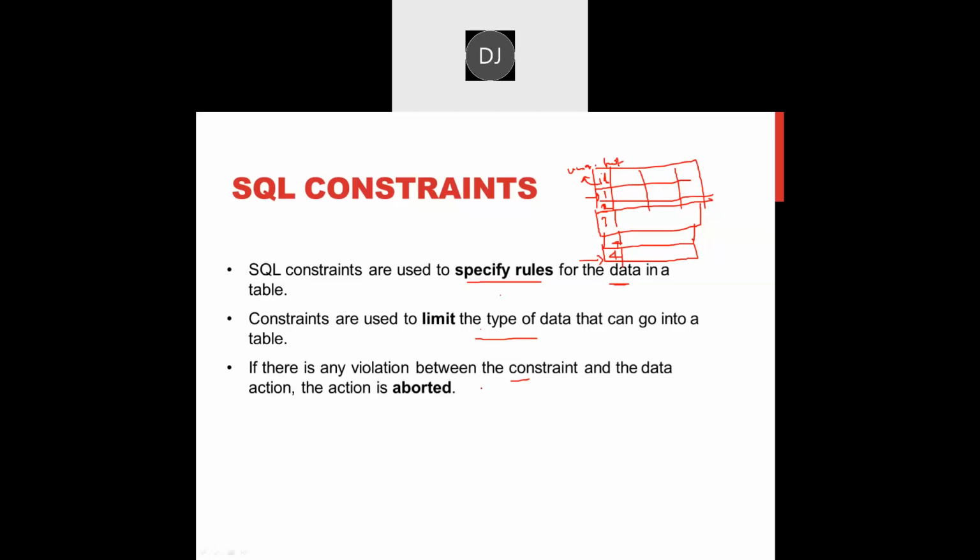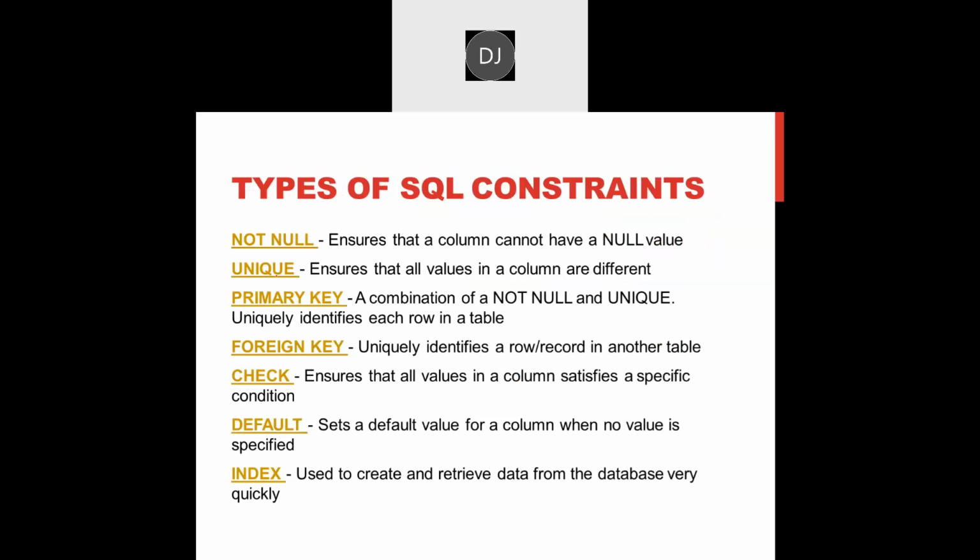Violation constraint: if there is a violation between the constraint and the data which you enter, then that action will not perform, it will throw error. Very simple. And these are the SQL constraints or rules, you can say. NOT NULL: you can give any field or any column as not null. It means the values you are entering for that column must have some value, it cannot be null. It ensures that a column cannot have a null value.